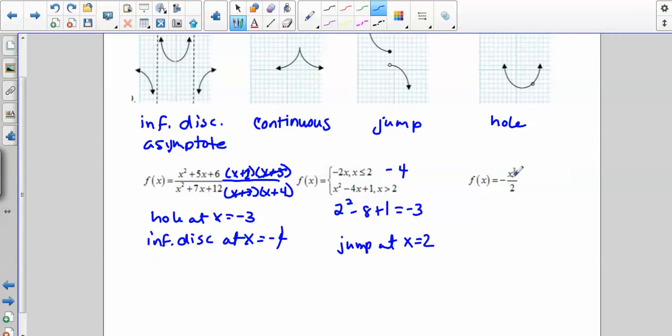Okay, and the last one is negative x cubed over 2. So this is the same as negative 1/2 x cubed. There's no x in the denominator, so this is just a cubic function, and this one is continuous. All right, so we're going to stop the first video here, and then we will continue on a new video.